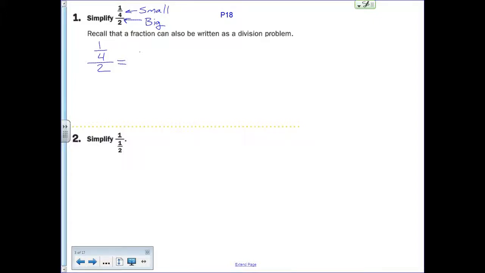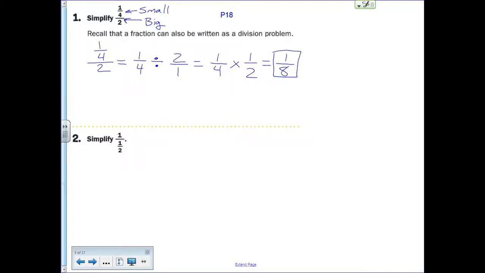So when I write this, 1/4 will come first, the division sign for the big bar, and then the 2 comes second. And remember, we're going to put that over 1 because it is a whole number. Then we are going to keep 1/4, change division to multiplication, and then flip 2 over 1 to 1/2. We multiply straight across the top, you get 1. Straight across the bottom, you get 8. Now the top number is a 1, the bottom number is an 8. This is no longer a complex fraction, so it is simplified as 1/8.